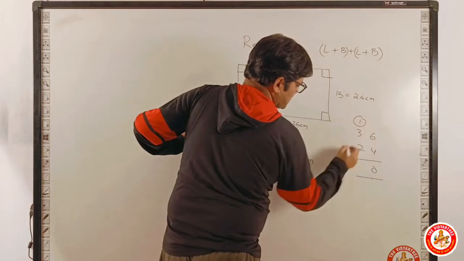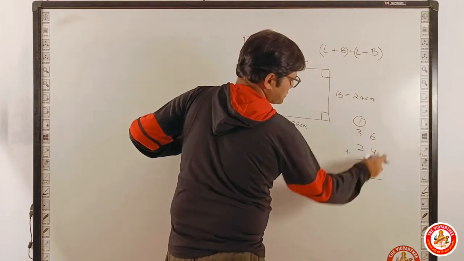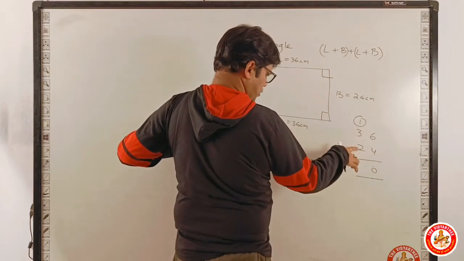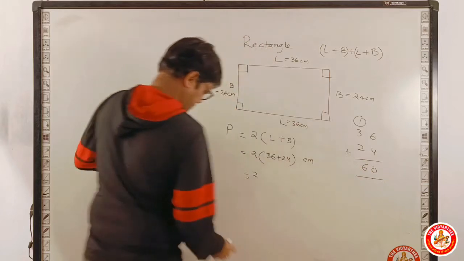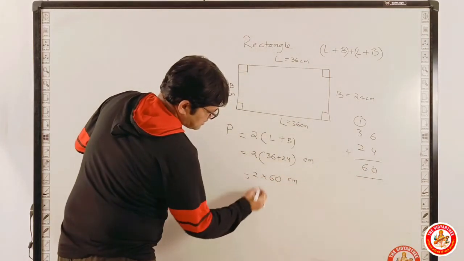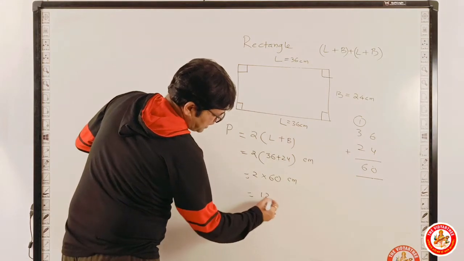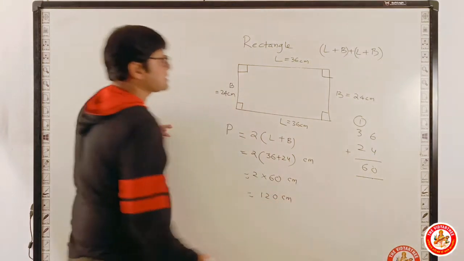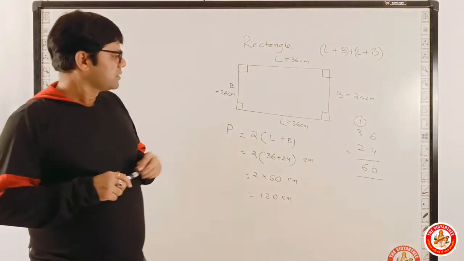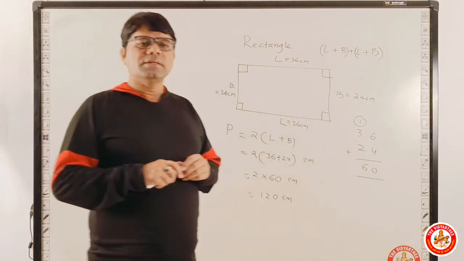36 plus 24, it is 6 plus 4, 10. 1 carry forward, 1 plus 3, 4 plus 2, 6. So it is 2 into 60 centimeter. 2 into 60 is 120 centimeter. This is the perimeter of a rectangle. This is actually a very simple thing to learn or remember, not very complicated.